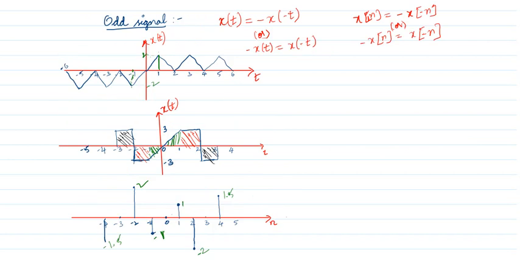Let me move on to the odd signal. For an odd signal, the definition is x of t is equal to minus x of minus t. Here the difference is that the positive time and negative time signals are inverted. What is the meaning? The signal at the positive time will be the inversion of the signal at the negative time. What is inversion? Inversion means if the signal has positive amplitude, it will have negative amplitude. If the signal has negative amplitude, it will have positive amplitude.